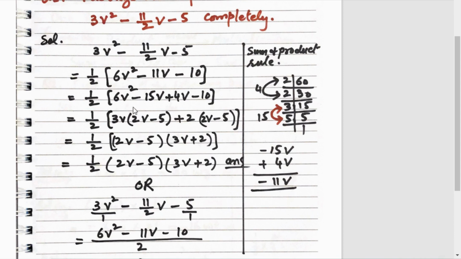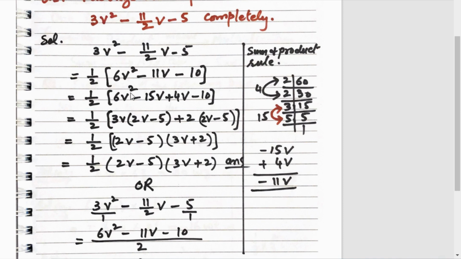Now take common from the first two. First we will take common from 6 and 15. 3 is common. 3 2s are 6 and 3 5s are 15. We will divide 6 by 3. We will divide 15 by 3 to get the rest of the number, the rest of the factor.